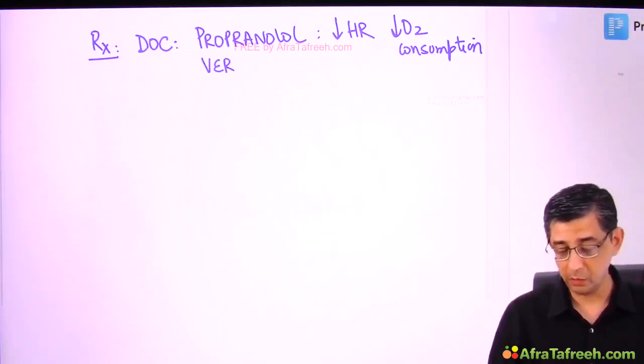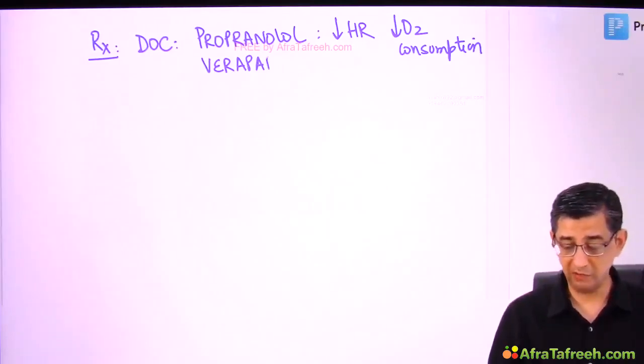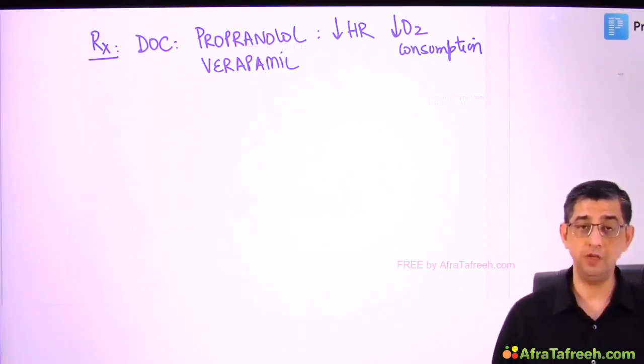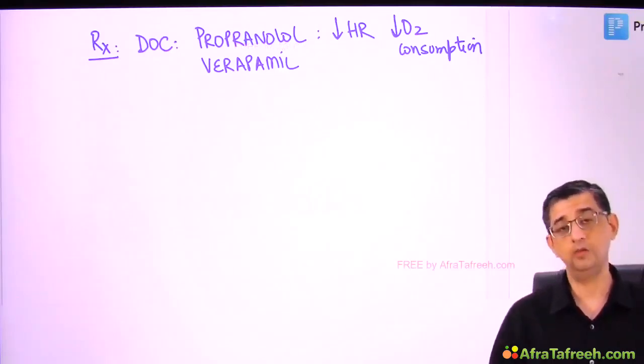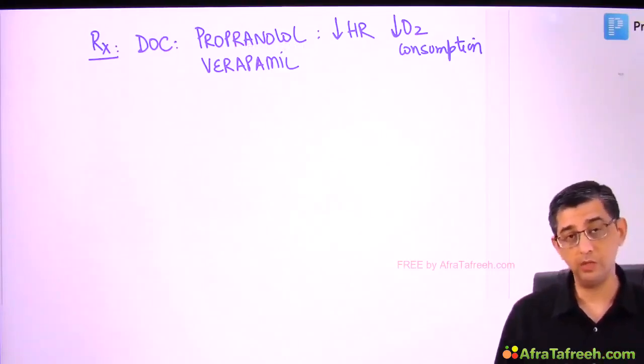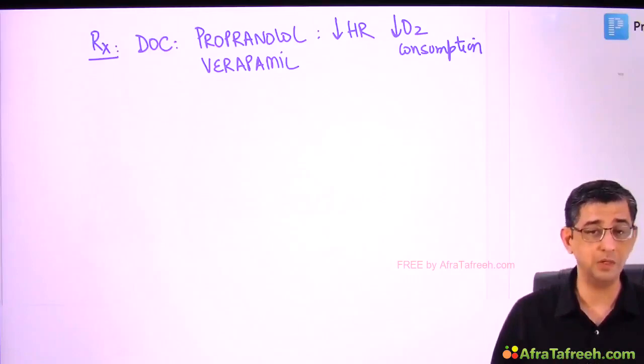Apart from this, we can use another drug that can control the heart rate, that is verapamil. You're aware, verapamil will act on the AV node. It will cause prolongation of AV nodal delay. And if you prolong the AV nodal delay, the speed with which the impulses will go down will be reduced. And therefore, as you regulate the heart rate, you can control the oxygen consumption in the heart.